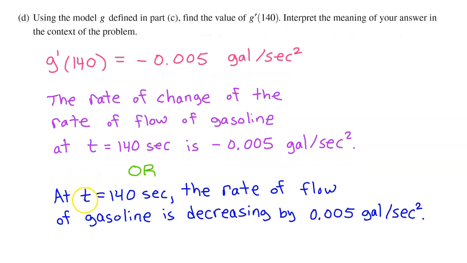To me, a more natural way of conveying the same thing is to say at t equals 140 seconds, the rate of flow of gasoline is decreasing by 0.005 gallons per second per second. So instead of saying the rate of change of the rate is this negative number, I can simply say the rate is decreasing by this number.